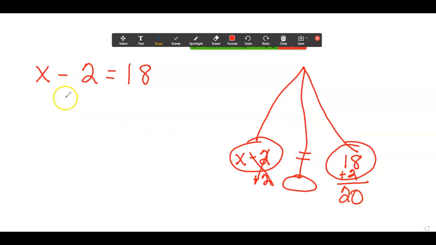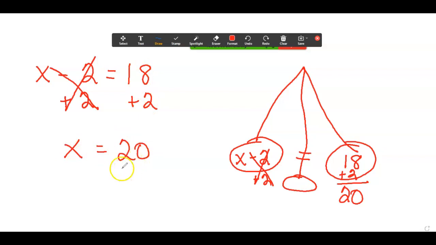So that's what this looks like. So plus 2 on both sides gets rid of this, and I'm only left with x. 18 plus 2 is 20. So x equals 20. And I can check that by putting 20 in place of the x. So is 20 minus 2 18? Yes, it is.